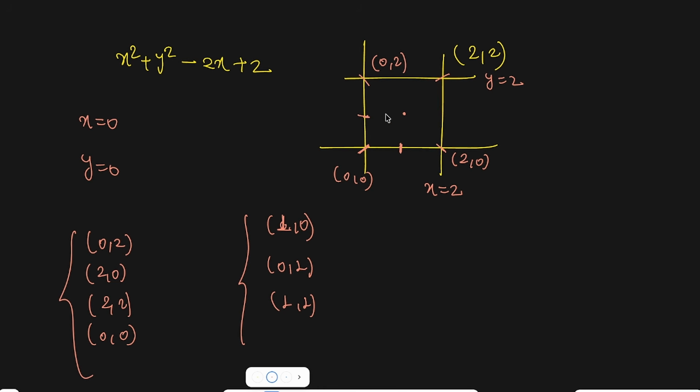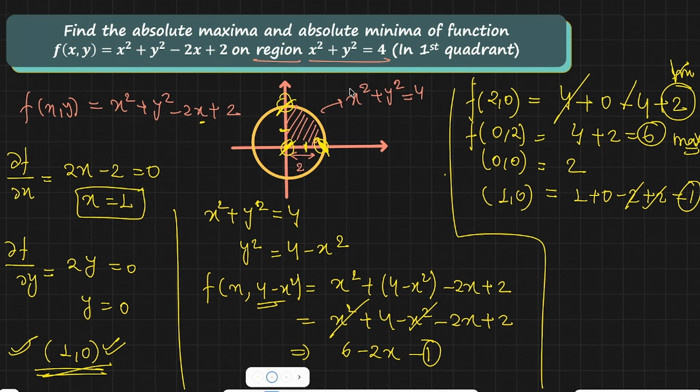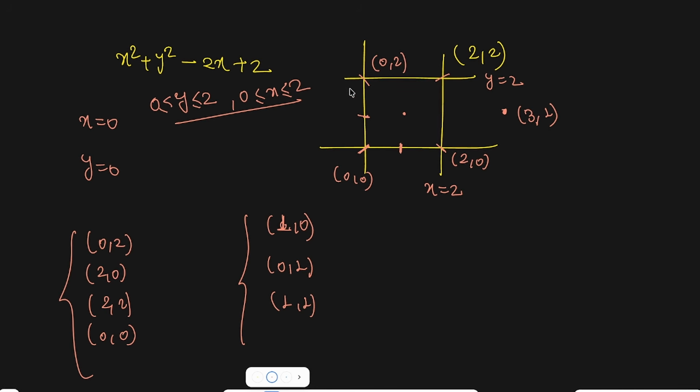So this is something called checking the values at different points, but it should satisfy the condition, whatever the condition. If I take any point from here, let's say 3 comma 1, it is not satisfying this condition. It means y is less than 2 and x is less than 2, which is not satisfied. If it is not satisfying this condition, I can't take that as a critical point. This is the simple concept for finding the extremal of a bounded region.